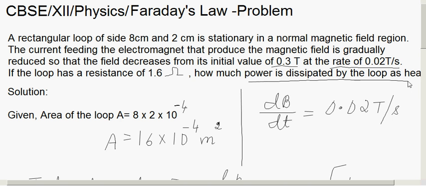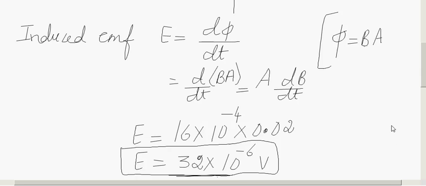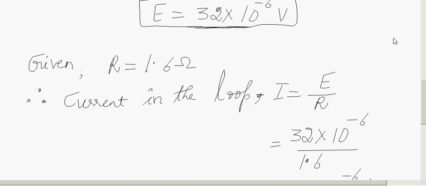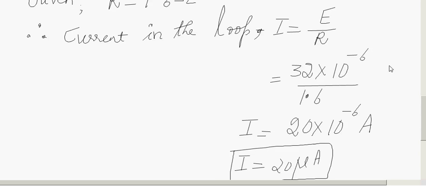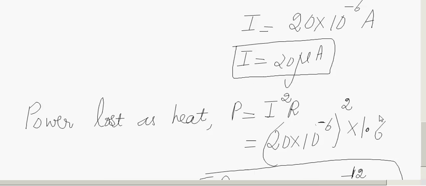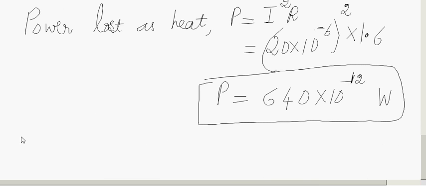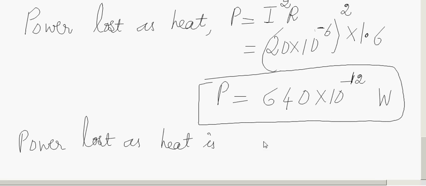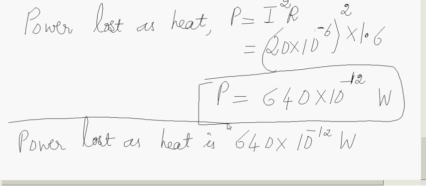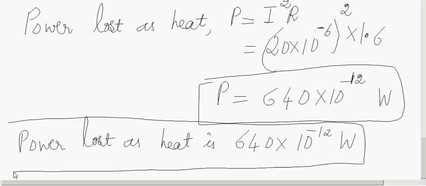How much power is dissipated by the loop as heat? The power dissipated as heat, or power lost in the form of heat, is given by 640 into 10 to the power minus 12 watts. The power lost as heat is 640 into 10 to the minus 12 watts.